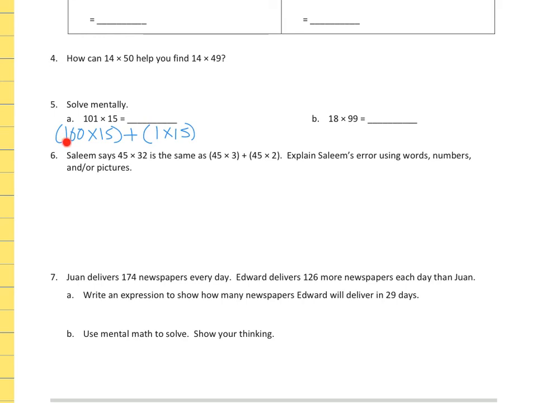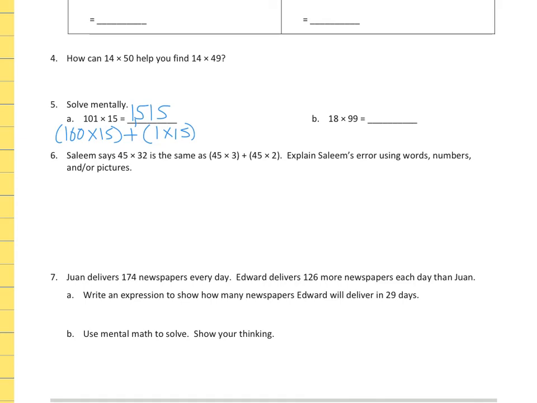So mentally, let's think of 100 times 15. That's going to be 15 with 2 zeros, so 1,500. Add 15 to it, so that's going to be 1,515. Pretty easy when we did some mental strategies to figure out that complex multiplication problem.